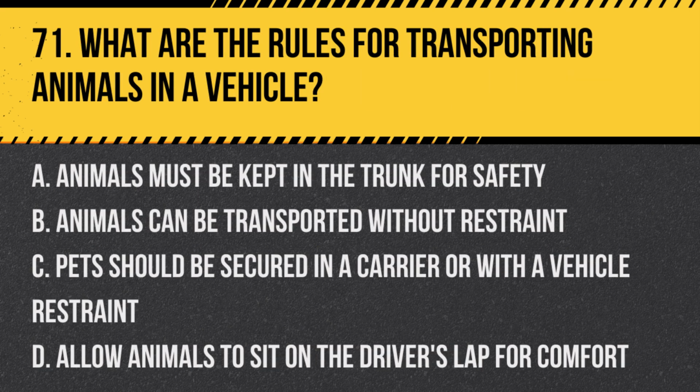Question 71. What are the rules for transporting animals in a vehicle? A. Animals must be kept in the trunk for safety. B. Animals can be transported without restraint. C. Pets should be secured in a carrier or with a vehicle restraint. D. Allow animals to sit on the driver's lap for comfort. Answer: C. Pets should be secured in a carrier or with a vehicle restraint. This keeps both the pets and passengers safe.